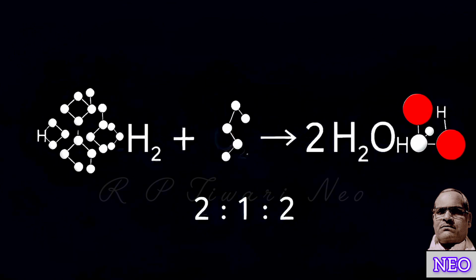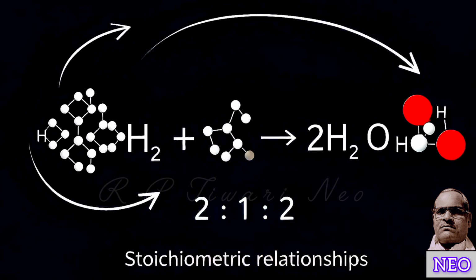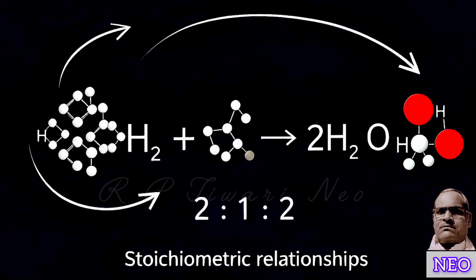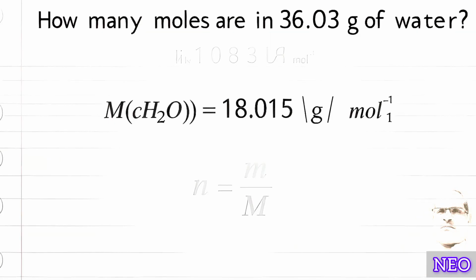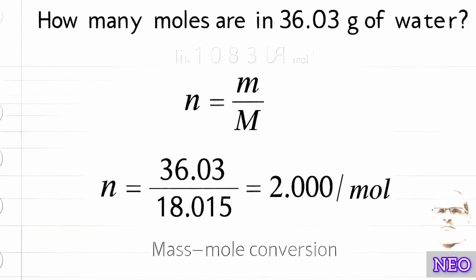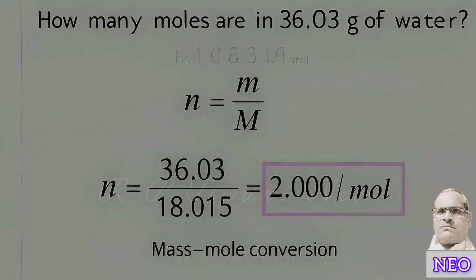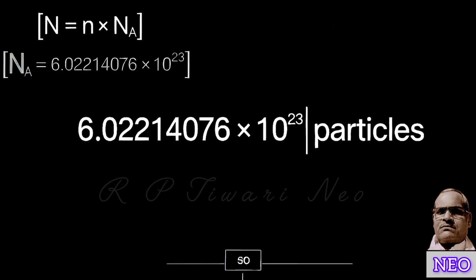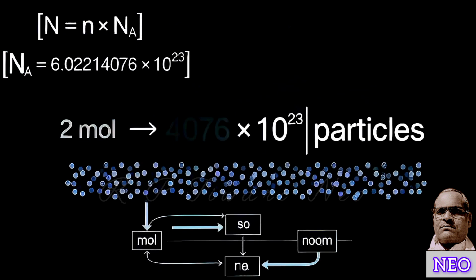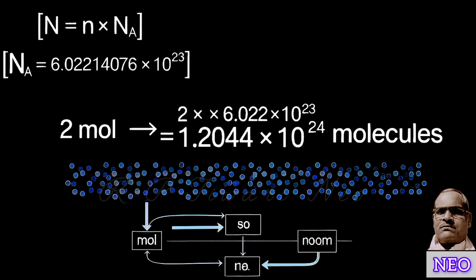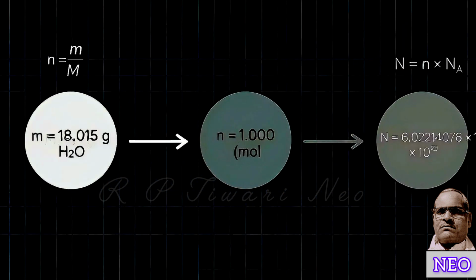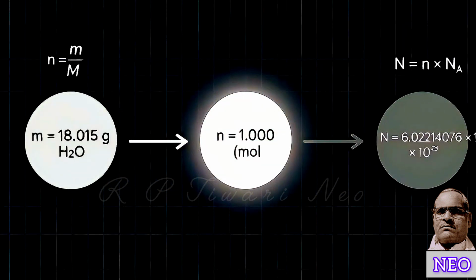Chemical equations represent ratios, not just of molecules, but of moles in reaction. Moles are calculated by dividing mass by molar mass. Each mole contains 6.022 times 10 to the 23rd particles. The mole links measurable mass to particle count through consistent relationships.